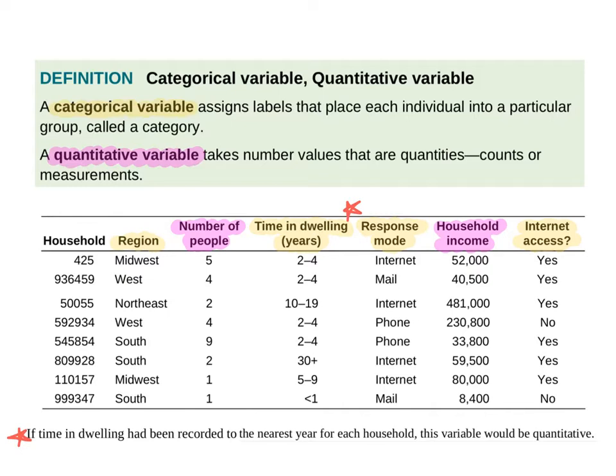So 2 to 4 instead of just 3, or 10 to 19 instead of just 15. If those were recorded to the nearest year for each household, so if they were all single numbers, then they'd be quantitative. I know, it's picky, but now you know.